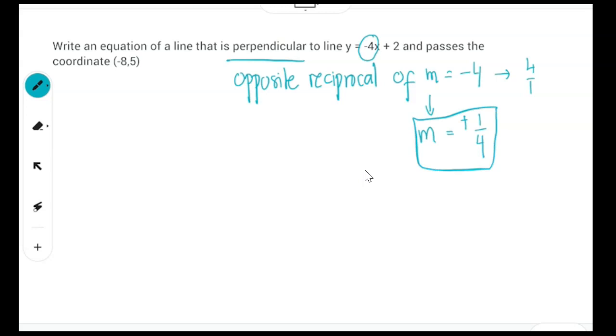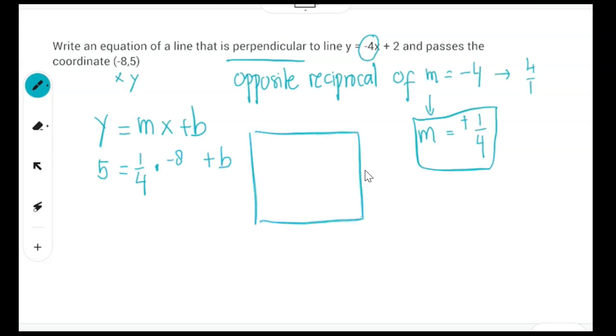So we got the slope. Again, we're looking for y equals mx plus b. Do we have a y-intercept given? No, we don't. Then we need to do calculation. We need one coordinate, and it's given to us, x and y. So we're going to substitute all the values that we know. Y is positive 5 equals m is 1/4 times x is negative 8 plus b.